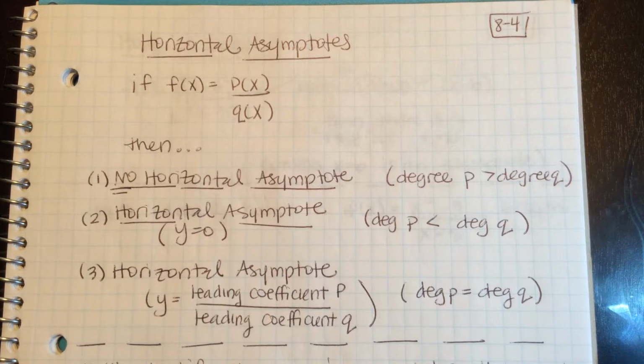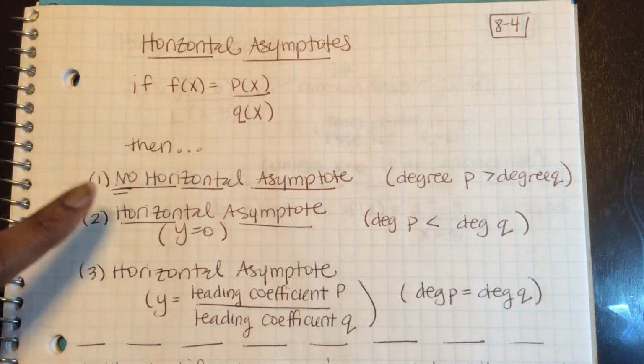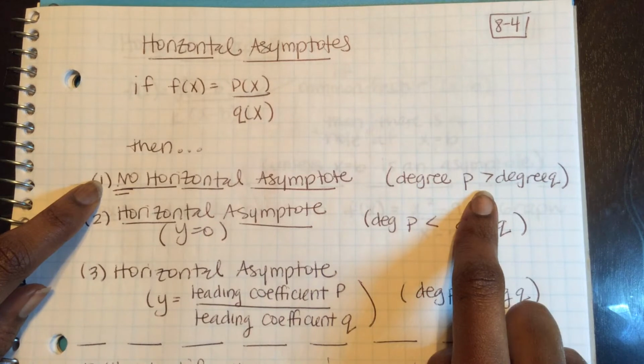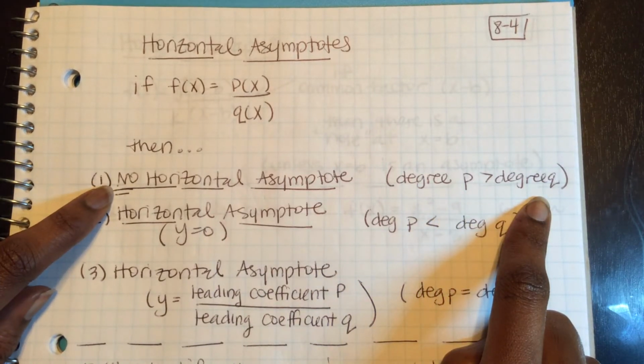So here are 3 steps to keep in mind whenever we're identifying horizontal asymptotes. Sometimes they're not so easy to see if it's not in transformed form of a rational function. So here are some clues. If you have p of x over q of x, if the degree of p is greater than the degree of q, then there's no horizontal asymptote.